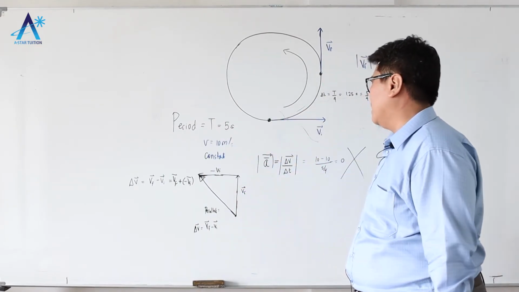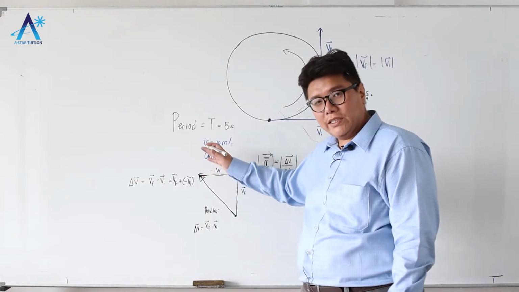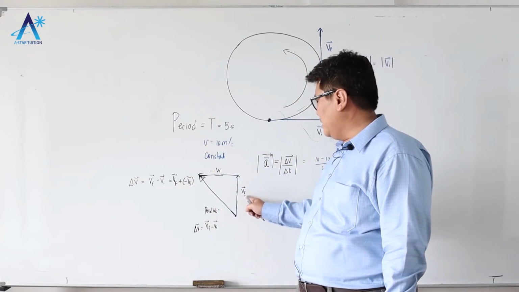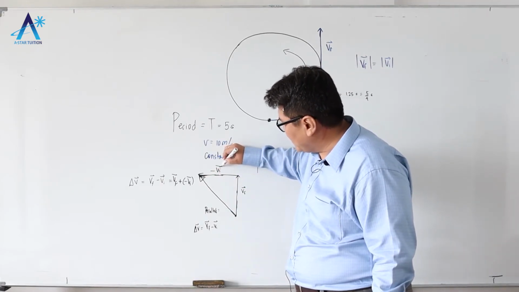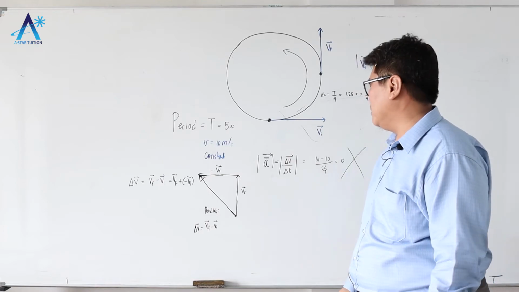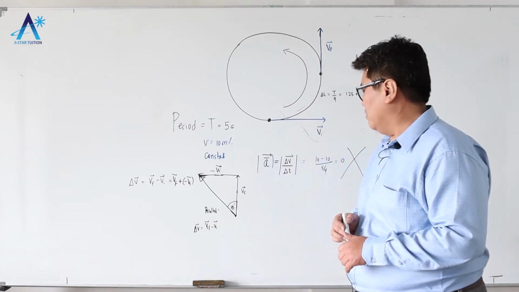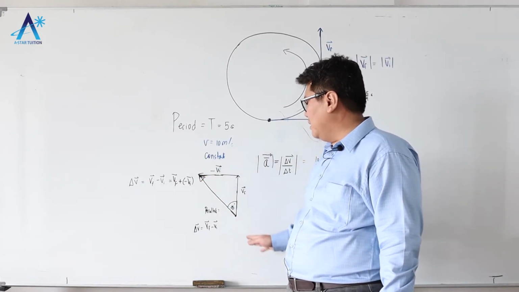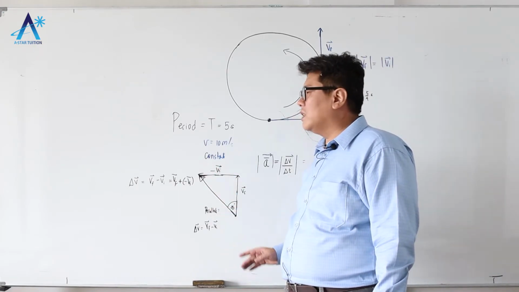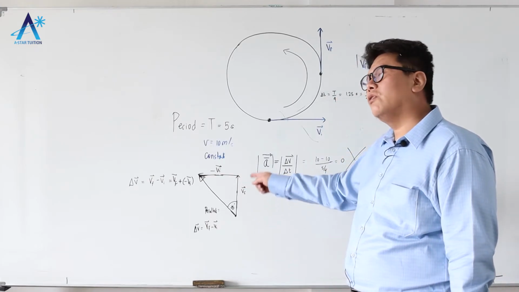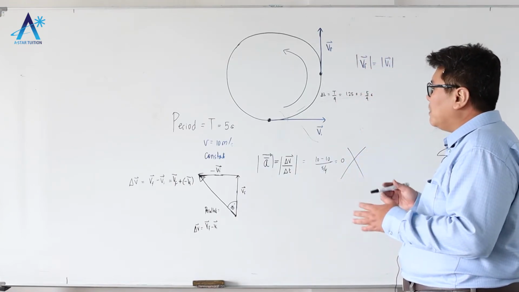Now you can see that the direction is northwest. The reason is that vf and minus vi both have the same magnitude, so this angle is exactly 45 degrees. So the resultant is 45 degrees from north to west, northwest. Okay, so what about the magnitude though?